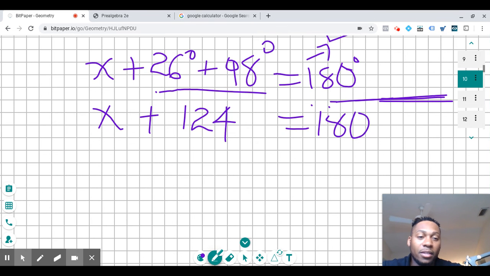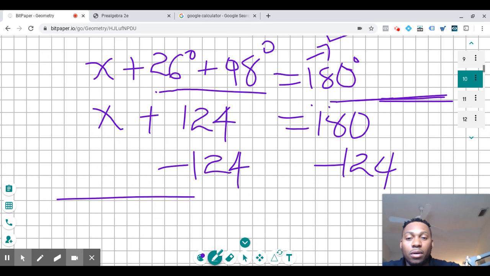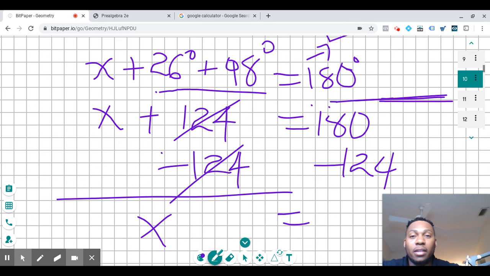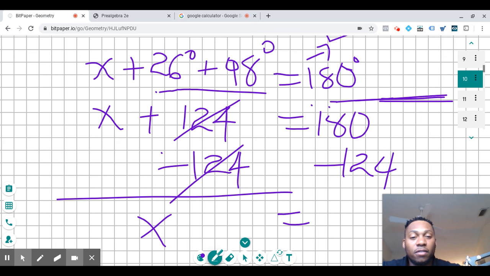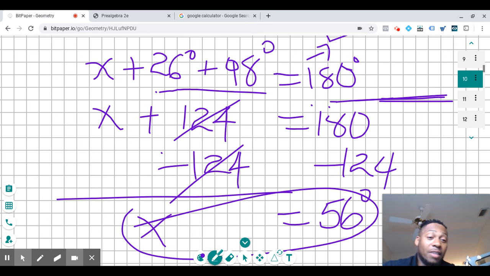So what we're going to do now is subtract 124 from both sides, minus 124, minus 124. So that 124 is gone. Now we have x equals 180 minus 124. What is that? 56 degrees. And that's it. That's the value of x.